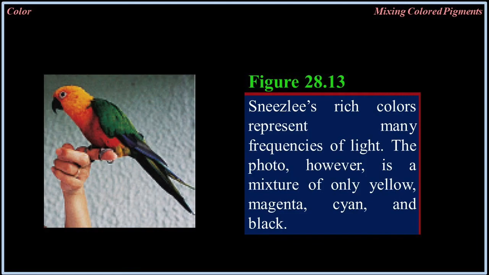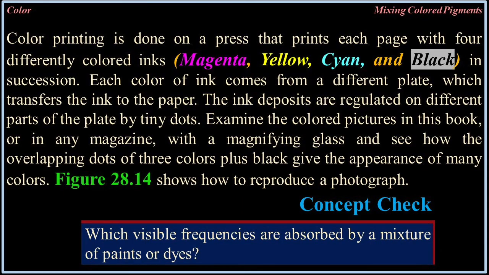Figure 28.13. Sneasley's rich colors represent many frequencies of light. The photo, however, is a mixture of only yellow, magenta, cyan, and black. Color printing is done on a press that prints each page with four differently colored inks: magenta, yellow, cyan, and black, in succession. Each color of ink comes from a different plate, which transfers the ink to the paper. The ink deposits are regulated on different parts of the plate by tiny dots. Examine the colored pictures in this book or in any magazine with a magnifying glass and see how the overlapping dots of three colors plus black give the appearance of many colors.